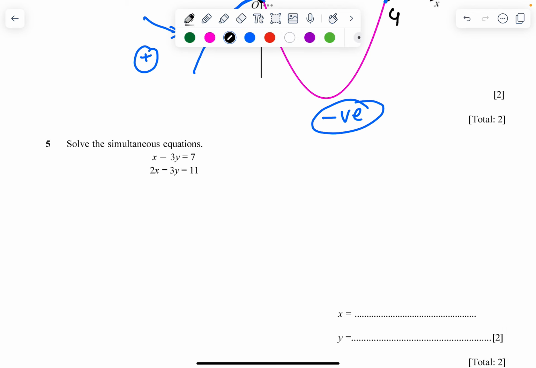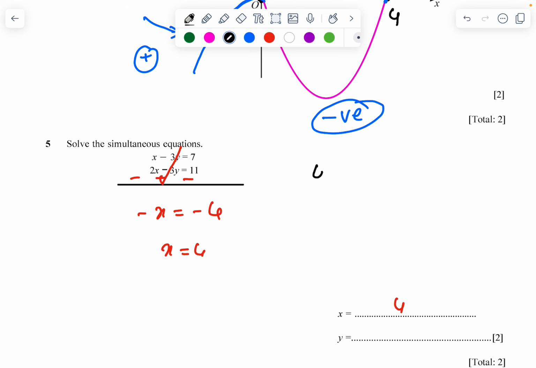Solve the simultaneous equations. So I'm going to subtract both. So minus 3y gets cancelled. Negative x equals to negative 4. 7 minus 11 is negative 4. So what is the value of x? x equals to 4. Plug in x value as 4. 4 minus 3y equals to 7. 4 minus 7 equals to 3y. 3y equals to negative 3. y equals to negative 1.